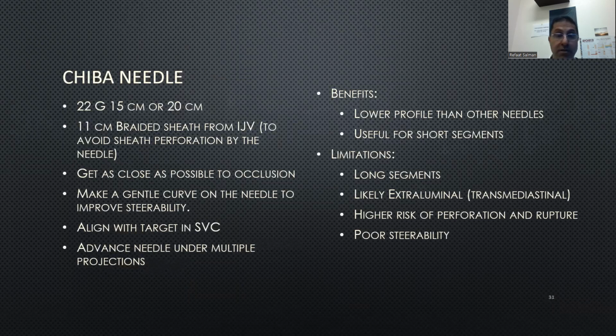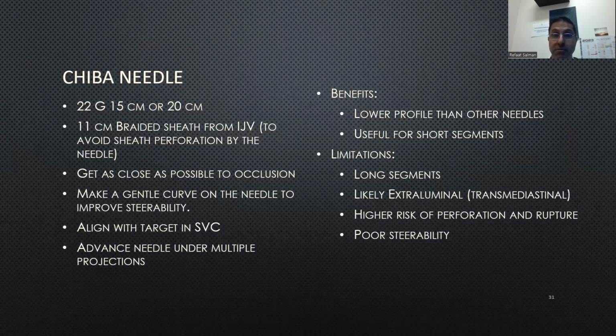You can use the Shiva needle. Shiva needle is 22 gauge, 15 centimeter or 20 centimeter long. You can use it in a braided sheath to avoid puncturing the sheath itself, ideally for internal jugular vein approach. You can slightly bend it and direct it in the direction you want, to get as close as possible to the occlusion and align with the SVC, and advance it. The best way is to target a balloon or a snare on the other side.